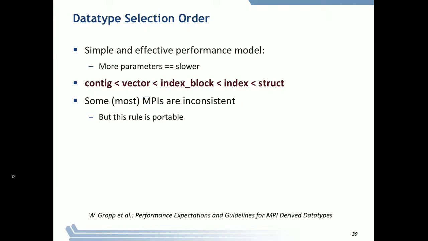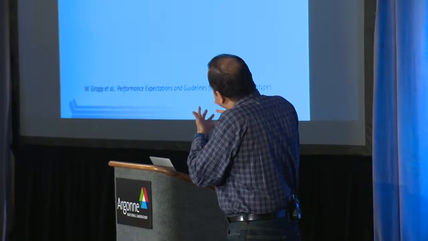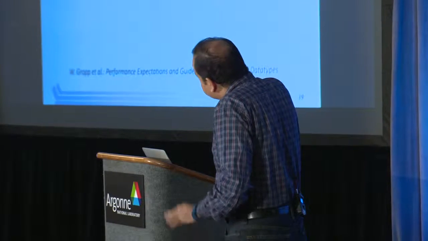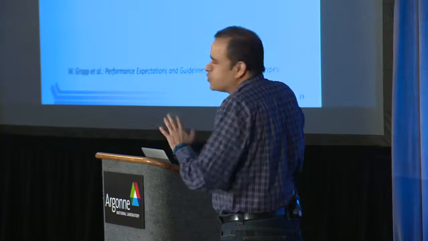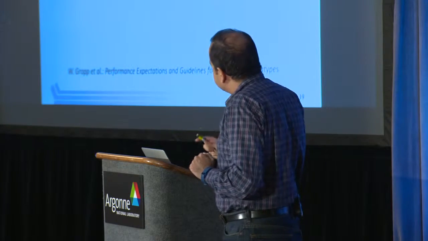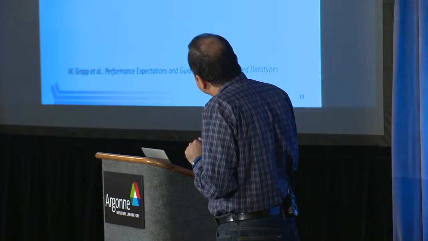Then, as I said, in your program, you should try to use the derived data types closer to the left side of this bullet. They are the simpler ones, easier for the MPI implementation to understand and optimize. So if your data structure can be described with a vector type, great. Use that. That's the easiest to optimize. Use the other ones only if you really cannot use that.